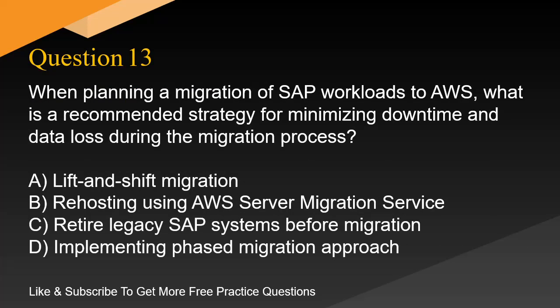Question 13. When planning a migration of SAP workloads to AWS, what is a recommended strategy for minimizing downtime and data loss during the migration process? A. Lift and shift migration. B. Rehosting using AWS Server Migration Service. C. Retire legacy SAP systems before migration. D. Implementing phased migration approach.